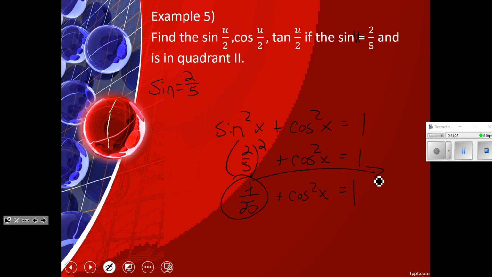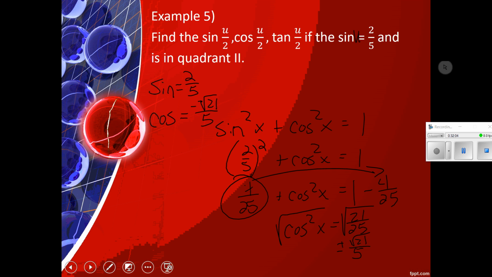All right, so let's move this over and subtract 4/25. So cosine squared x is equal to 21/25, but then I need to take the square root of that. That would be plus or minus the square root of 21 over 5. I don't need to rationalize because I don't have a radical in the denominator. Is it positive or negative? It's negative because I'm in quadrant 2. So the cosine is going to be negative square root of 21 over 5.